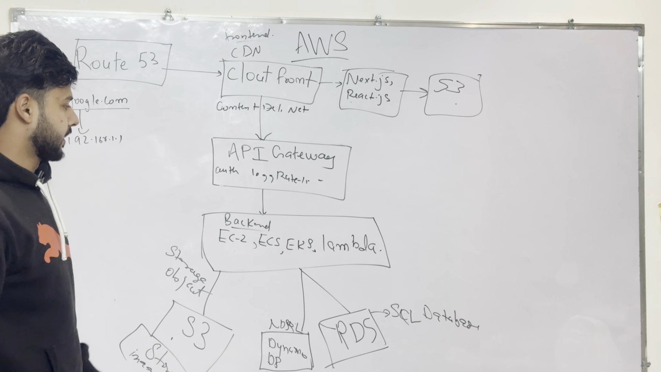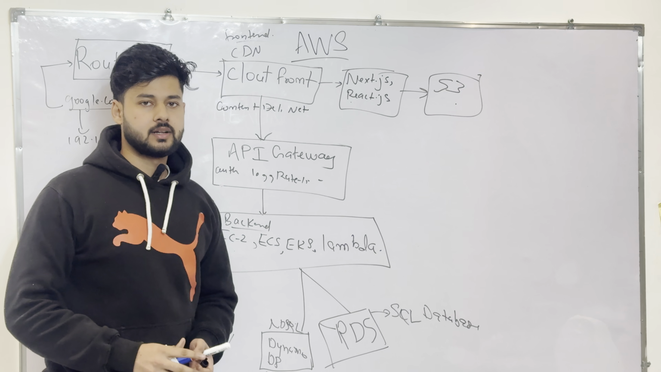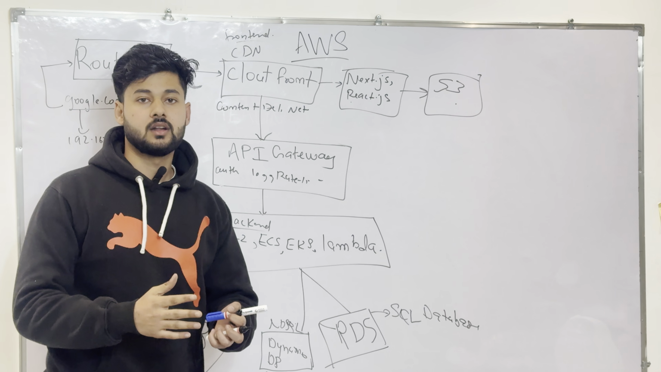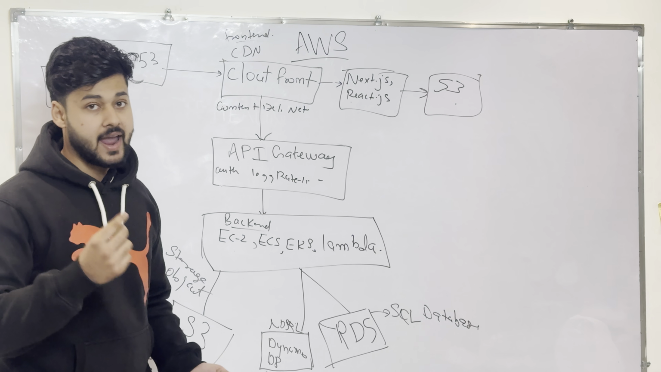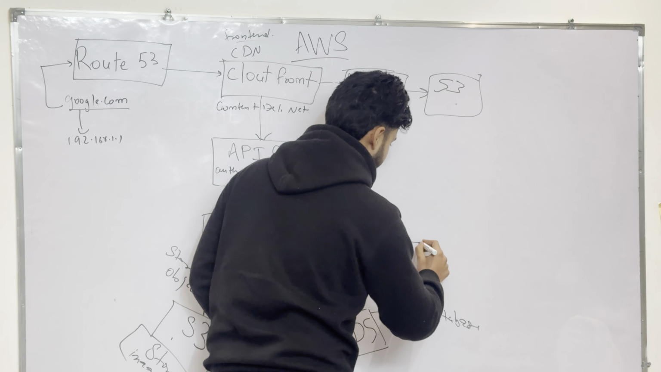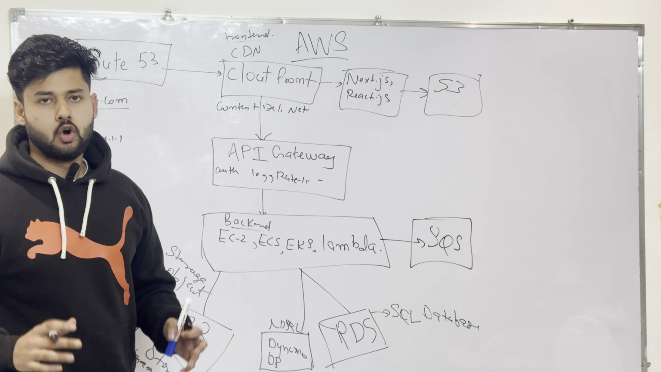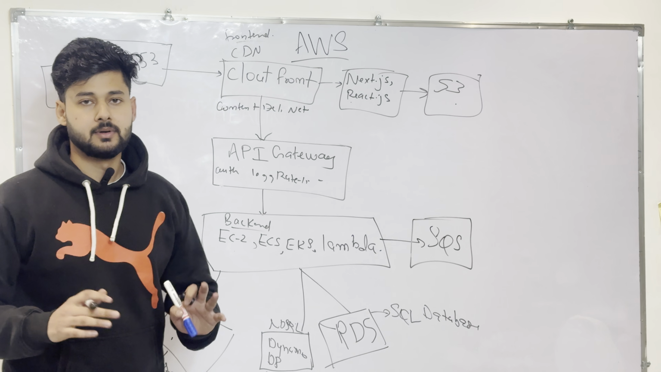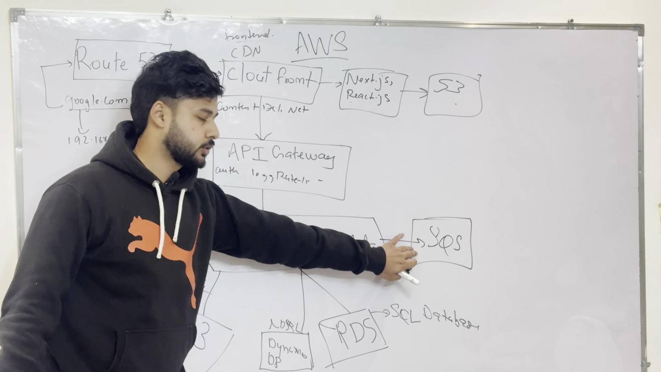Now we have one more important thing left, that is background work. If you want to send some email or generate some invoice, for that we have SQS, similar to RabbitMQ and Kafka. RabbitMQ is basically open source, but this is managed by AWS. If you have any kind of background work, then SQS can work.